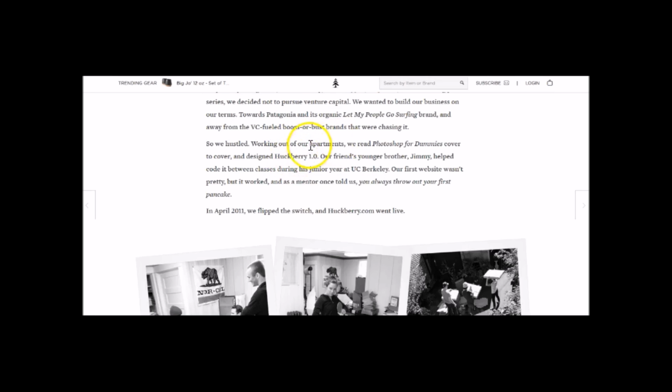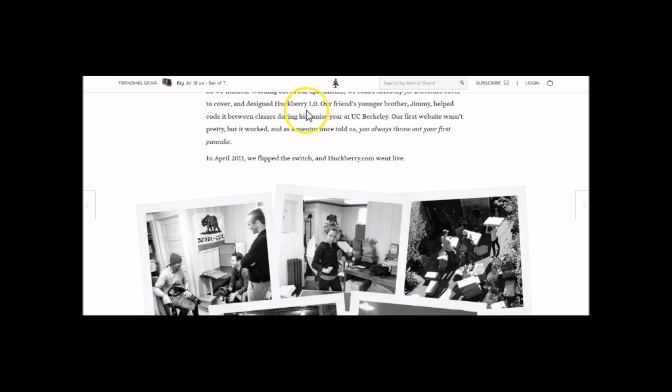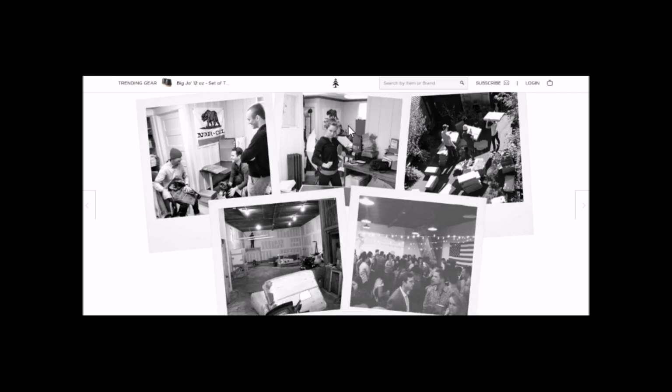And designed Huckleberry 1.0. Our friend's younger brother Jimmy helped code it between classes during his junior year at UC Berkeley. Our first website wasn't pretty, but it worked, and as a mentor once told us, you always throw out your first pancake. In April 2011, we flipped the switch. Actually, I'm going to use that quote for a new post I'm making. In April 2011, we flipped the switch and Huckleberry.com went live.